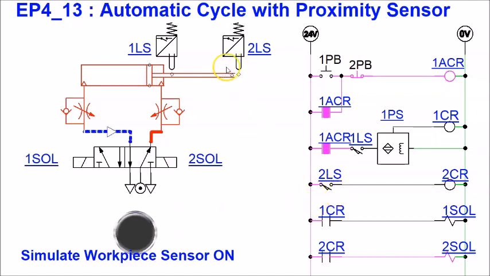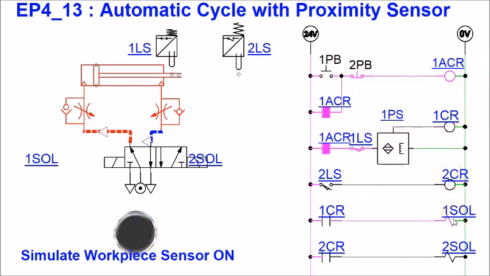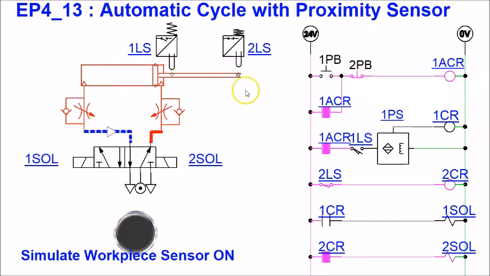And you can observe the cylinder will then start to retract. Once it's retracted, 1LS will become normally open, held closed. Just waiting for the workpiece to come. So the sensor senses the workpiece is here, 1CR will be energized, and the cylinder will then extend again because 1SOL is on. So this circuit will just go on and on, waiting for the workpiece to come, and then the cylinder will extend and retract, as you can see earlier.